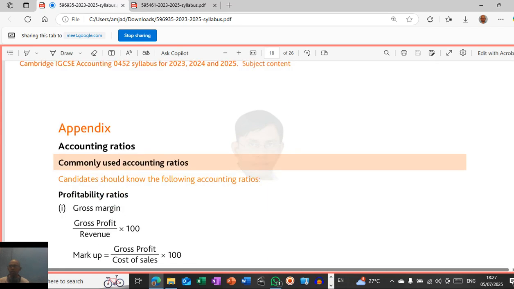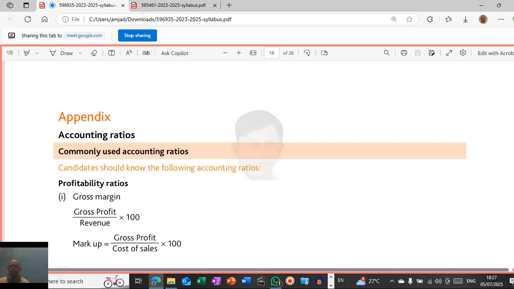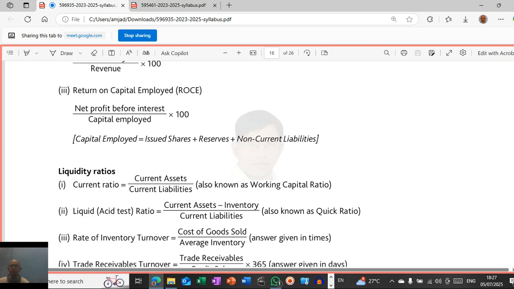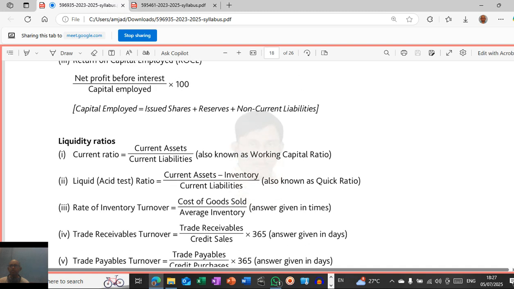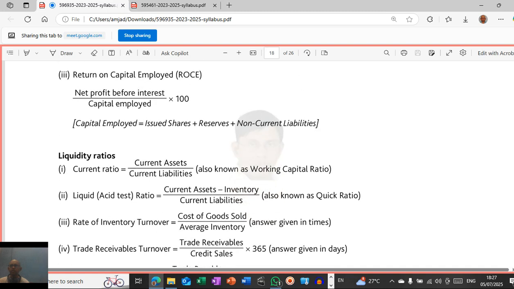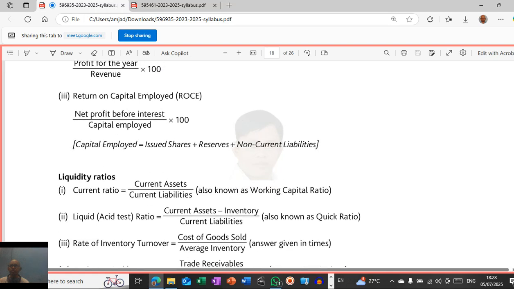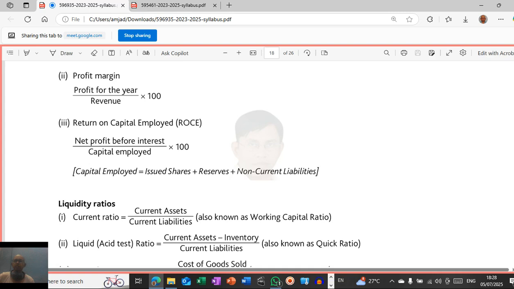The profitability ratios: gross margin is gross profit upon revenue into 100. Markup is equal to gross profit upon cost of sales into 100. Profit margin is equal to profit for the year upon revenue into 100. Return on capital employed is net profit before interest upon capital employed into 100. So it is net profit before interest. Capital employed is equal to issued shares plus reserves plus non-current liabilities. You need to learn these formulas by heart.